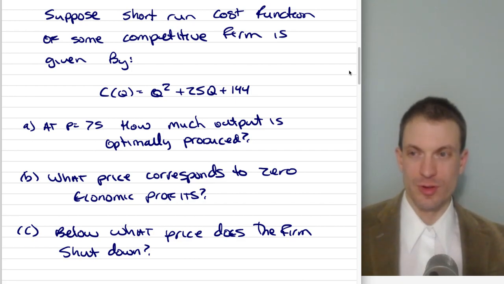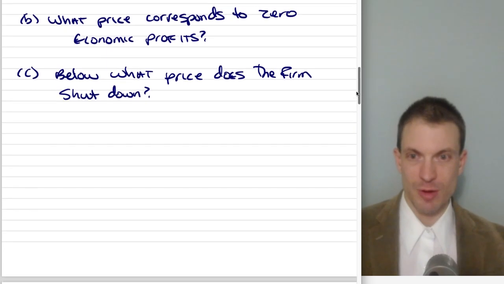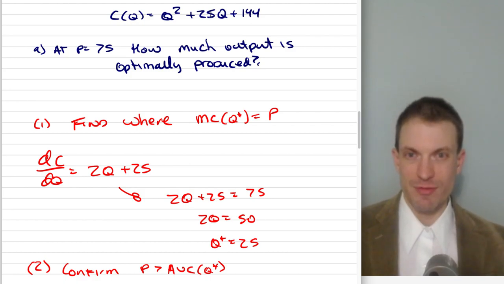The three things I'm asking for: at a price of 75, how much output is optimally produced? What price corresponds to zero economic profits? Below what price does the firm shut down? All right, so the first thing: at a price of 75, how much output is optimally produced? Well, here's our cost function. So at the price of 75, what's our output?